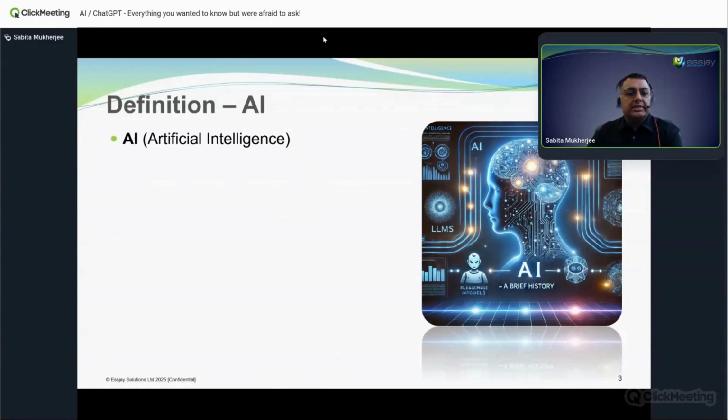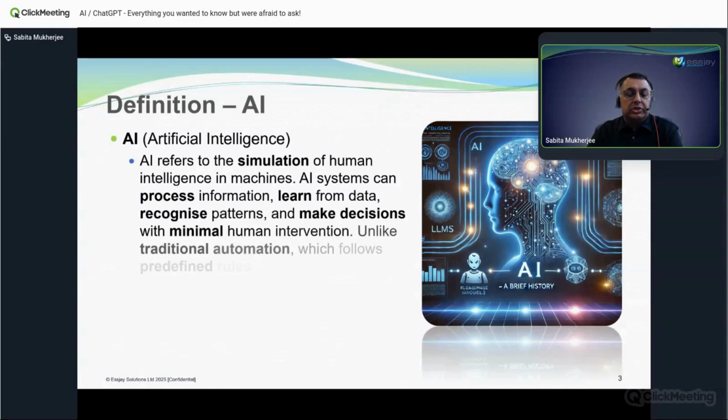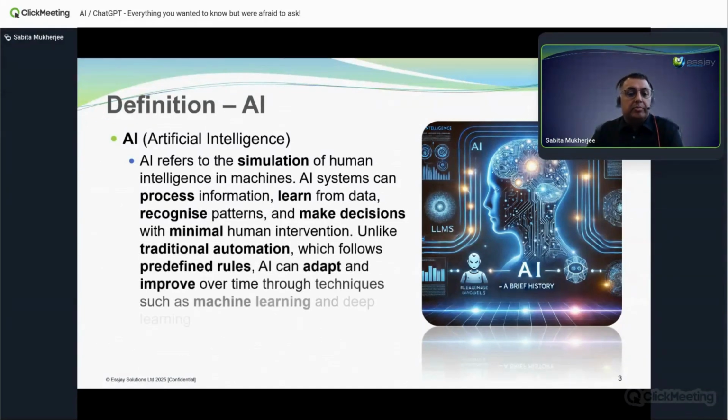Now, apologies, I'm going to read this out because it's very important that we highlight some of the key terms here. AI refers to the simulation of human intelligence in machines. AI systems can process information, learn from data, recognize patterns, and make decisions with minimal human intervention. Unlike traditional automation, which follows predefined rules, AI can adapt and improve over time through techniques such as machine learning and deep learning. In simple terms, AI means teaching machines to think and learn like humans, but without emotions.